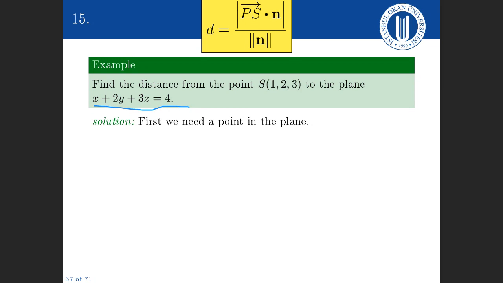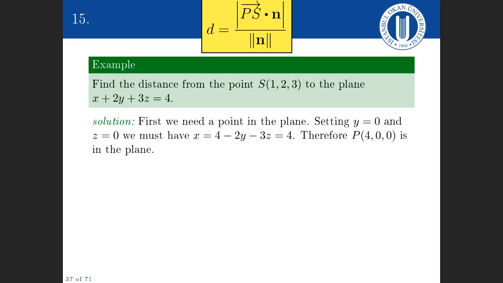To make it easier for ourselves, we could let two of these numbers be 0. For example, let's say y is 0 and z is 0. We could choose any two of the numbers to be 0. I'm choosing to use y and z. After we've chosen y and z as 0, we have x plus 0 equals 4. So x must be equal to 4. So therefore, P is (4, 0, 0).